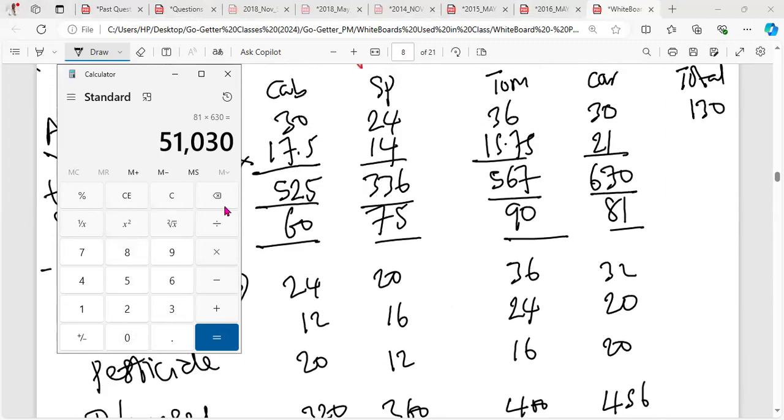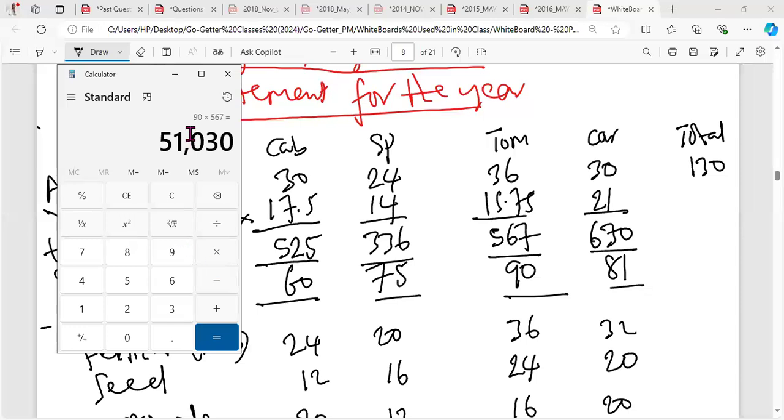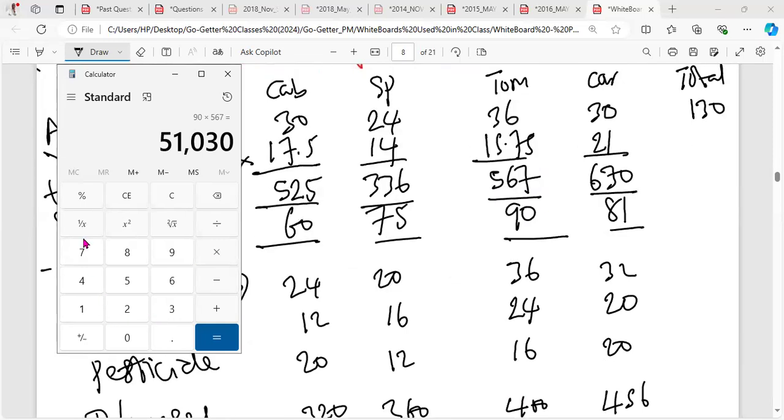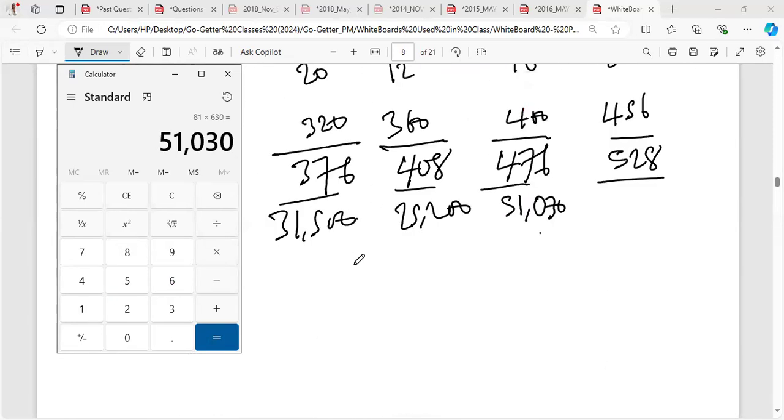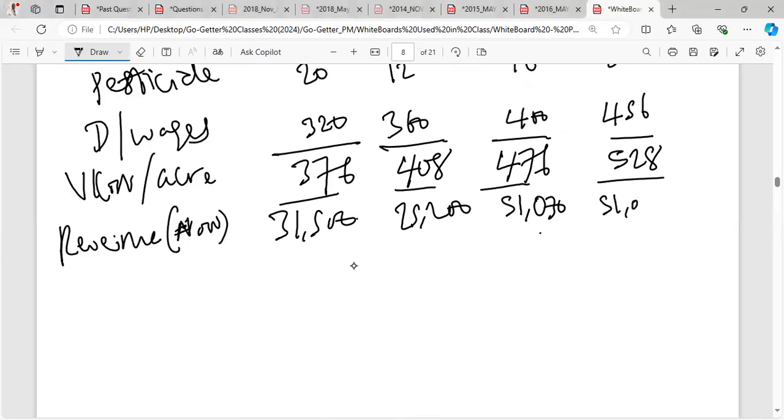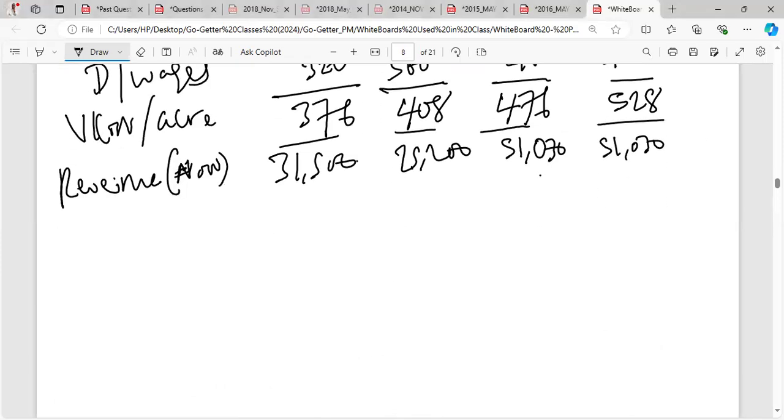What did I do? Then let me do this one again. 90 multiplied by 567. Wow. 90 multiplied by 567 gives me 51,030. And I will check again just to be doubly sure. 81 multiplied by 630, 51,030. So I'll write it again just to be sure that I did the right thing. 51,030.